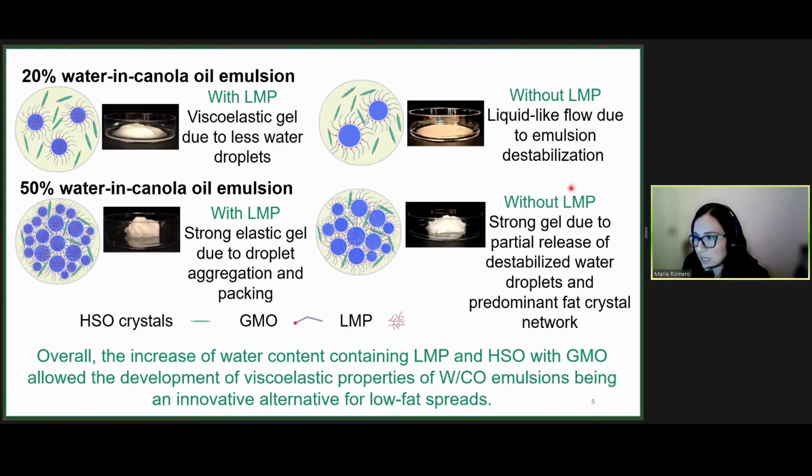However, without LMP, it was definitely a strong gel, but mainly due to the partial release of the stabilized water droplets and predominant fat crystal networks. Overall, the increase of water content containing LMP and HSO with GMO allowed the development of viscoelastic properties of water-in-canola oil emulsions, being an innovative alternative for low-fat spreads.